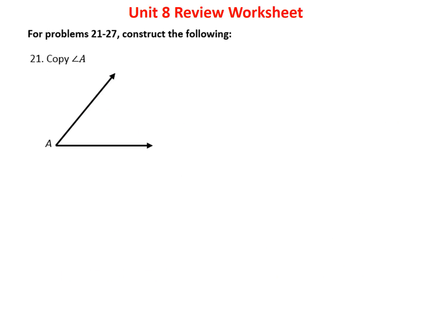Problem 21 begins our constructions. First, we want to copy angle A. So the first thing we want to do is draw a line to be the bottom of our angle. So I simply draw there a point and a ray going to the right, and that's going to be the bottom of my new angle.